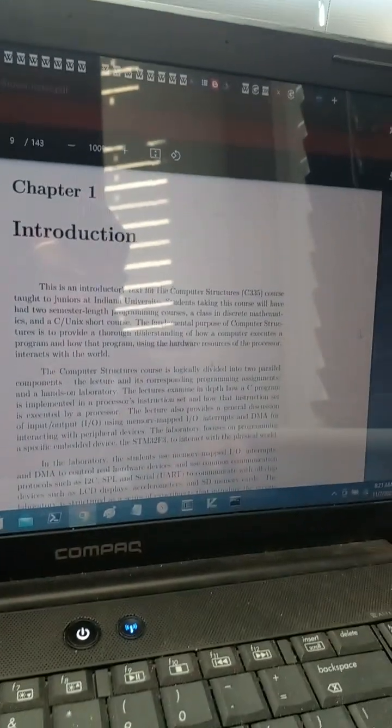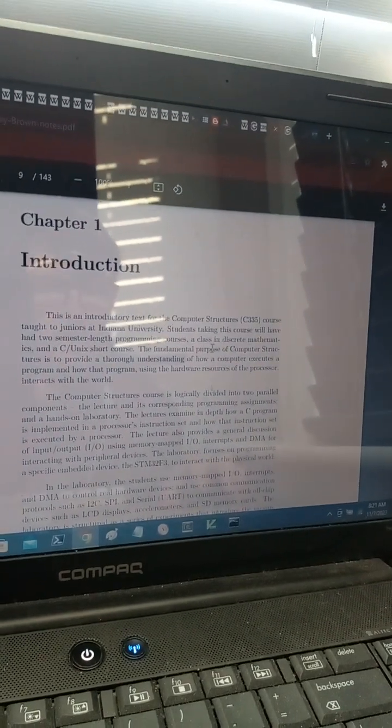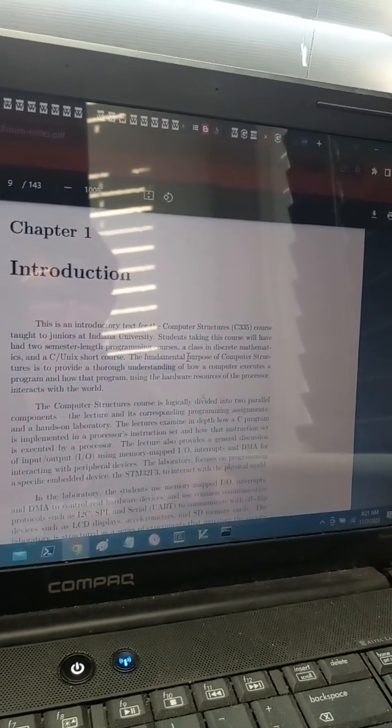This is a really excellent little course that was run at, I'm not sure where. Wait. It's an American university. Indiana University. An introductory text for the computer science course taught to juniors at Indiana University.